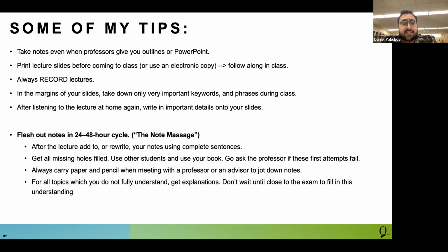I would always have a set of slides on me before coming to class. So that means either getting a printed version of the slides or getting an electronic copy to follow along while you're in class. The other thing that I would suggest is to record lectures. I believe all the professors for the classes this semester allow for recording, so I don't see why not, all right?